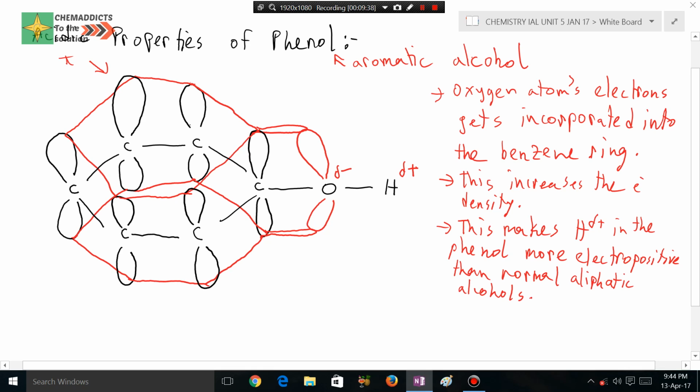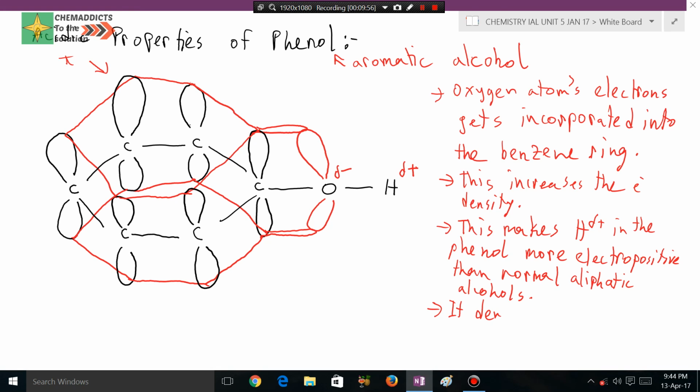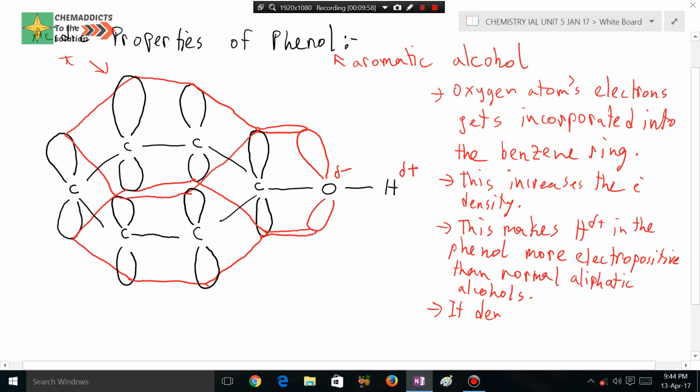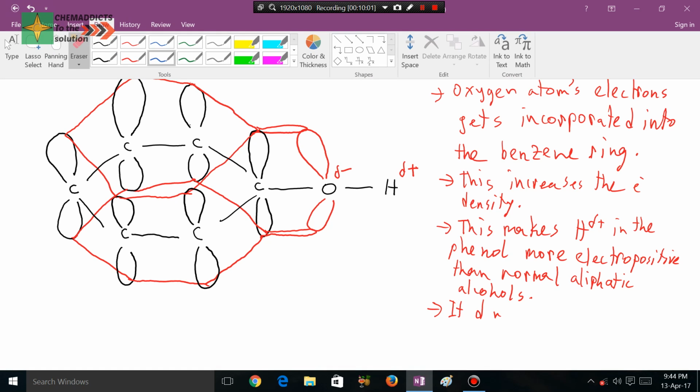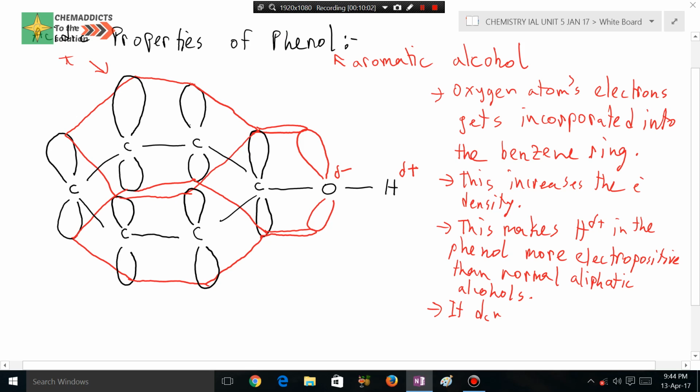So this makes phenol an acidic compound. These things over here make the phenol an acidic compound, and thus it donates H plus ions when dissolved in water. It donates H plus ions when dissolved in water.